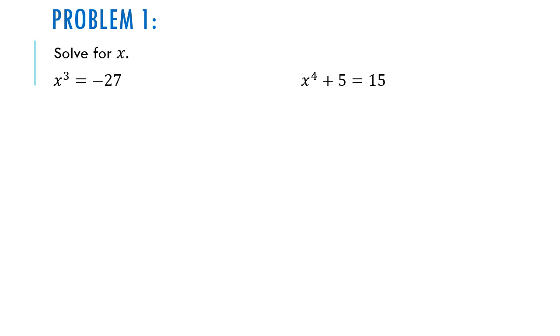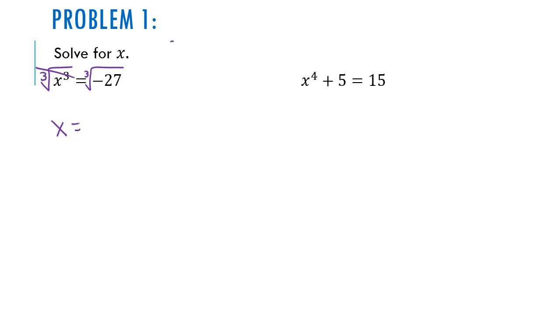If we look at our first problem, we have x to the third equals negative 27. To get rid of the exponent of 3, we would use the index, the cube root. That means these are now opposites of each other and they cancel out. So we would have x equals the cube root of negative 27. How do I figure that out? Well, go to your calculator.